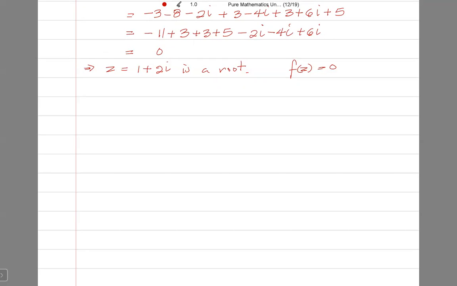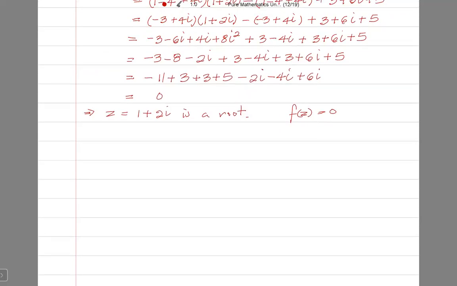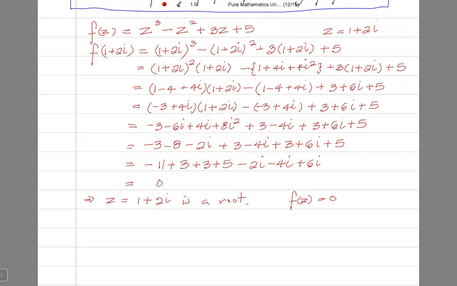What the person who wrote the book did is he used the fact that because all the coefficients are real, it means that the roots must occur in conjugate pairs. So if z is equal to 1 plus 2i is a root, it means that z is equal to 1 minus 2i would also be a root.